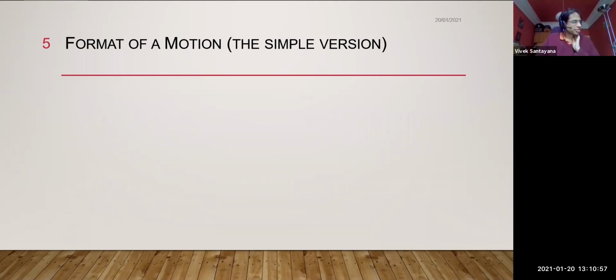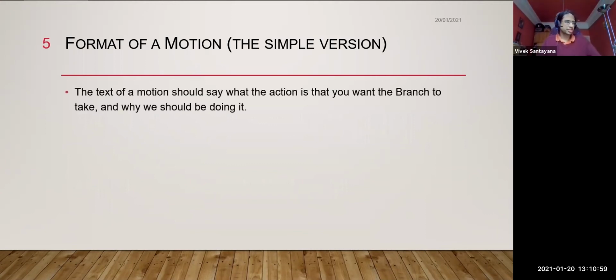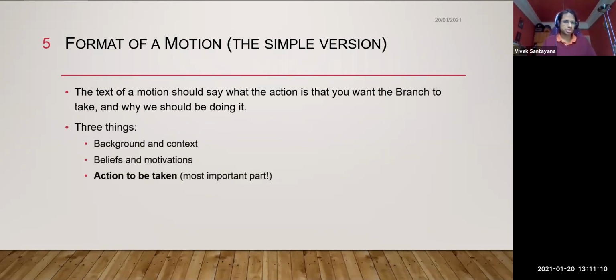So the simple version is that the text of a motion should basically say what action you want the branch to take and why we should be doing it in the first place. Now, this has three parts. You need to establish the background and context for the motion. You need to give the beliefs and motivations that justify the action. And obviously, you need to give the action that needs to be taken, the last being the most important part of the text.